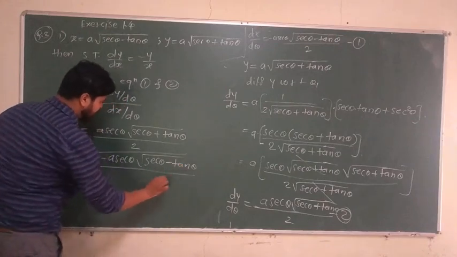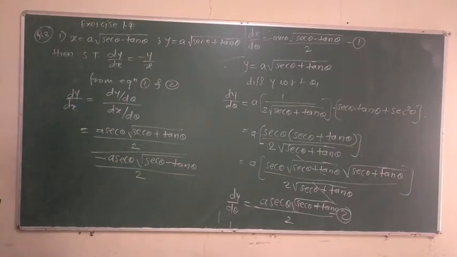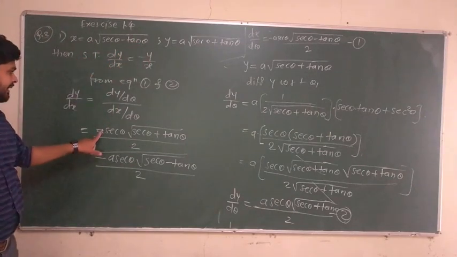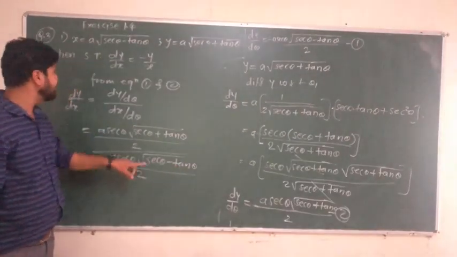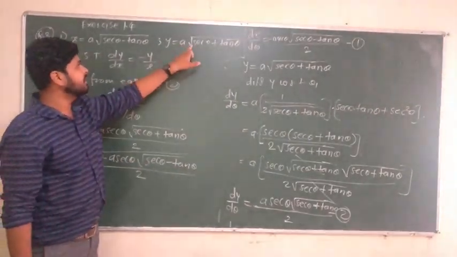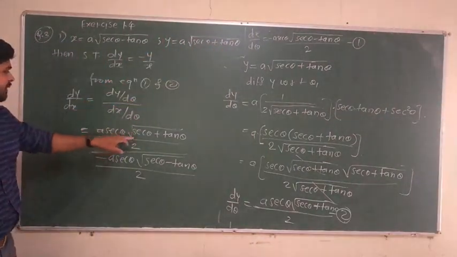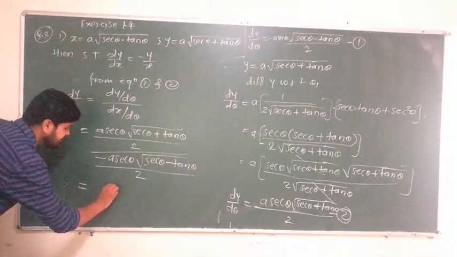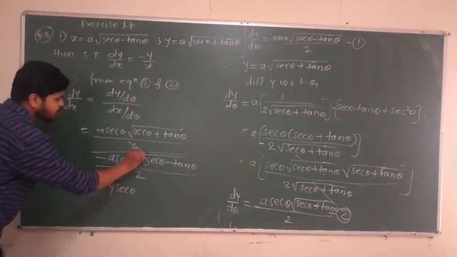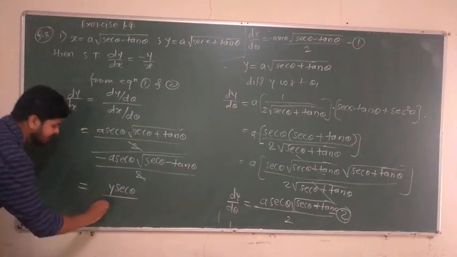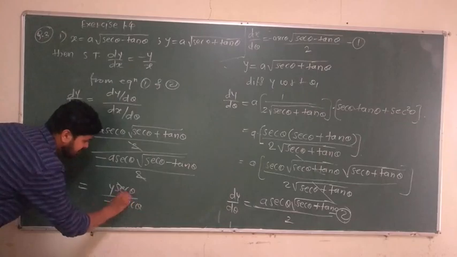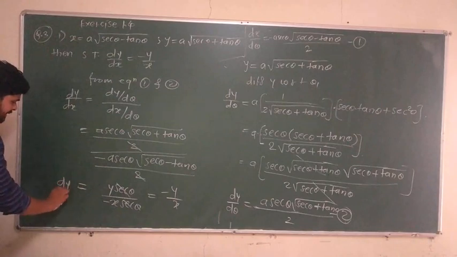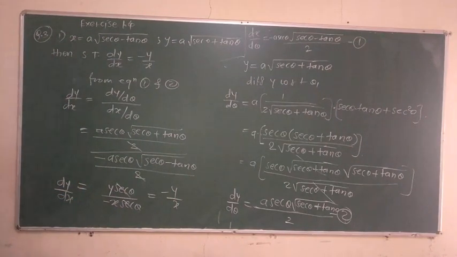But by using the original values, this a root sec theta minus tan theta is the value of x, and this a root sec theta plus tan theta is the value of y. So if I replace these two values, this term becomes y sec theta, and this 2 gets cancelled, upon minus x sec theta. So this sec theta also gets cancelled, and our answer is dy by dx is equal to minus y by x.